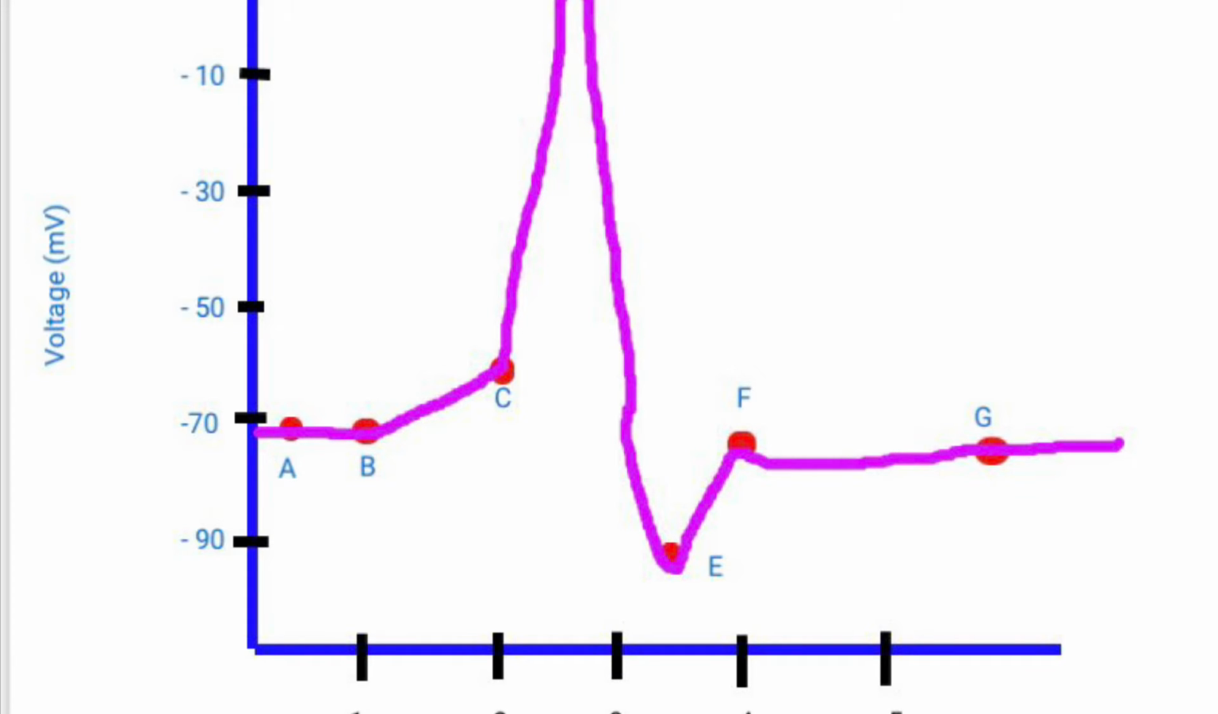If you remember, when we talked about the synapse, the action potential caused the neurotransmitters to be released from the synaptic vesicles. From point B to D is depolarization, which is taking away the polarity. From D to E is the sodium-potassium pump, and at point F is repolarization.